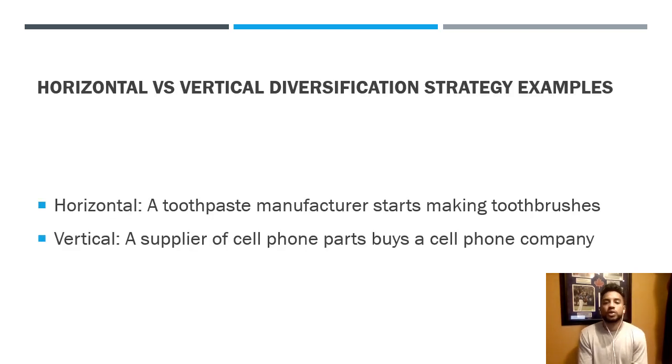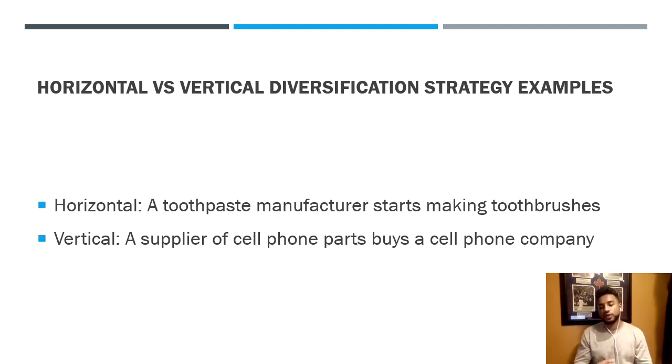Okay, so different diversification strategies, right? There's horizontal versus vertical diversification. Horizontal diversification, for example: if you're a toothpaste manufacturer, you're just manufacturing toothpaste, and you see, you know what? Why don't we also start making toothbrushes? So then you have toothpaste and toothbrushes that you can sell.